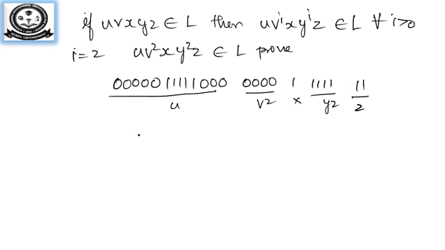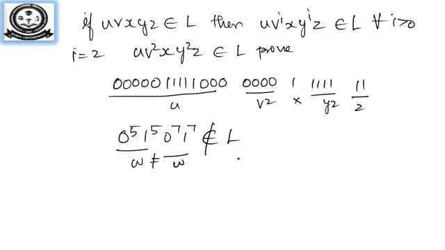Now let us count the number of zeros and number of ones. You can see the counts here are not in the form of the given language. So the number of zeros is not equal to the number of ones, hence it does not belong to the language.